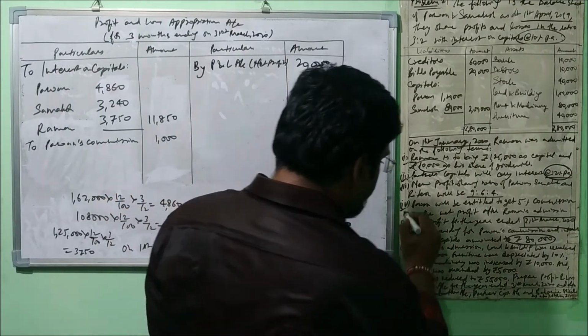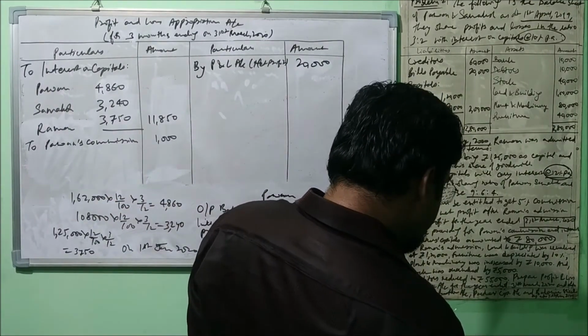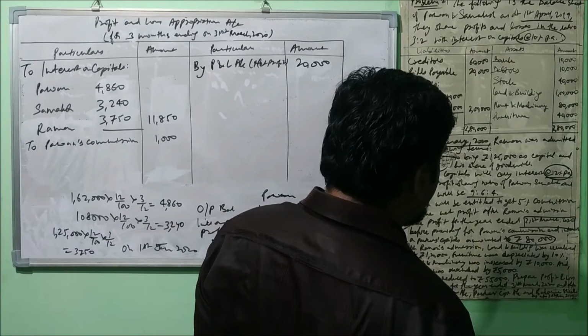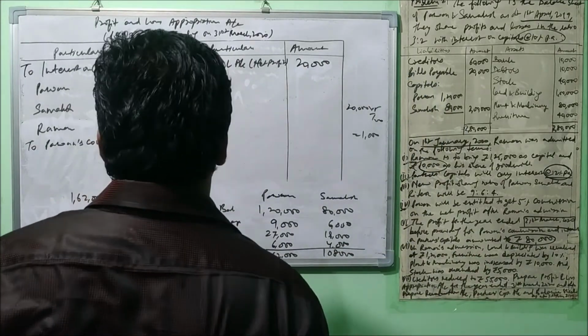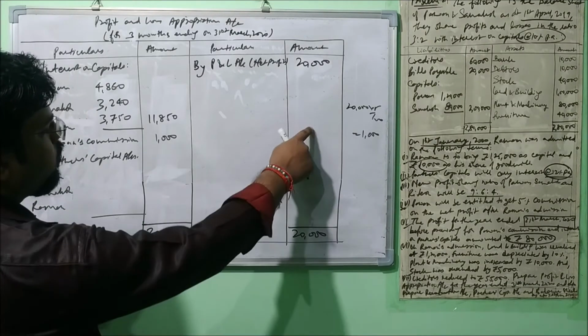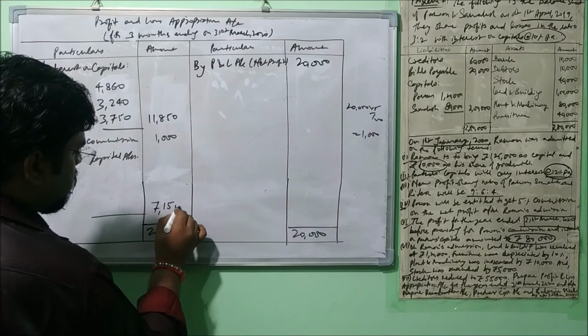Now let's move further. This point is also done. Profit for the year is done. On Raman's admission, these will be related to the revaluation account. Any other point I do not see. Then distribute the profit among all these partners. So this is the total, 20,000. This side total is more, and when we deduct this amount, we get 7,150.